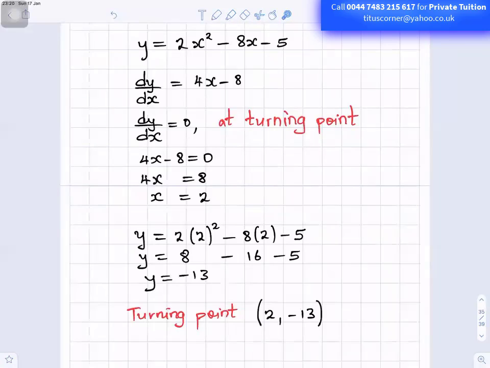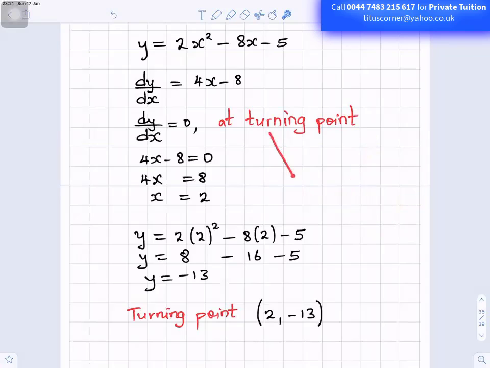And another way to get the turning point: we have the function y equals 2x squared minus 8x minus 5. We can do differentiation, for those who have done differentiation, to find the turning point. dy over dx: when you differentiate 2x squared, you get 4x. When you differentiate 8x, you get 8. And at the turning point, the gradient is 0, because if something is going down, it stops going down and it turns going up. So the gradient at that point where it turns is 0. dy over dx is 0.